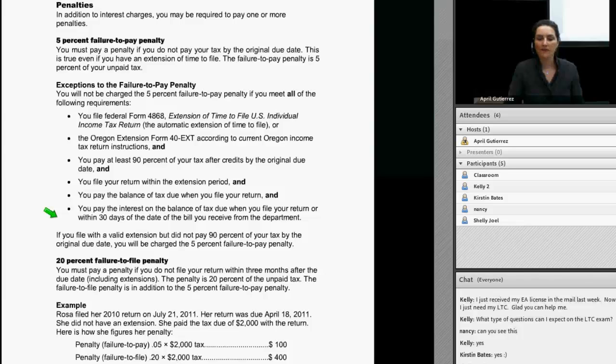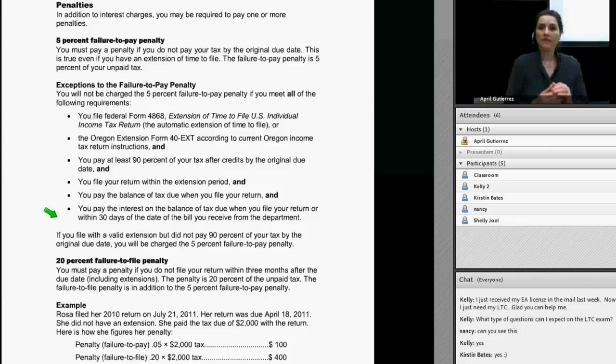So what this is saying is you file your extension on April 15, and at that point, you need to have a pretty good picture of what you owe Oregon. You look at what the tax liability is projected-wise for Oregon and how much has been paid in so far. If you're within 90% of the total tax, Oregon is saying you're good. But if you're not within 90% of the tax, then you're going to have to pay money with the extension.